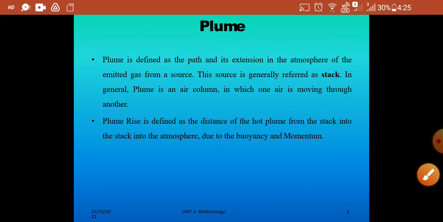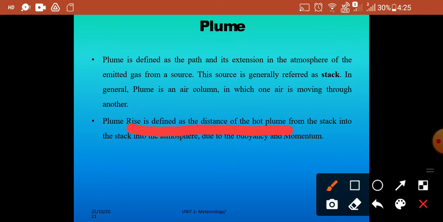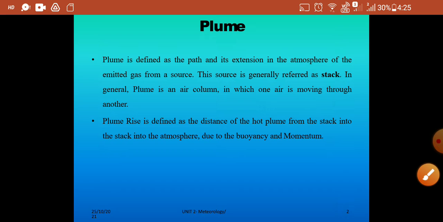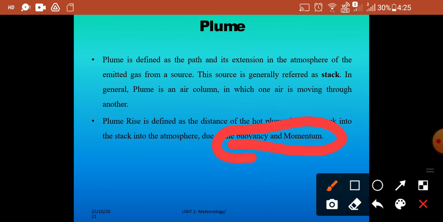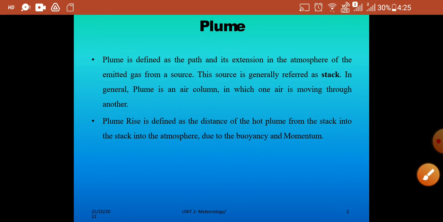Here, what is plume rise? Plume rise is defined as the distance of the hot plume from the stack into the atmosphere due to the buoyancy and the momentum effect. So, this is called plume rise.